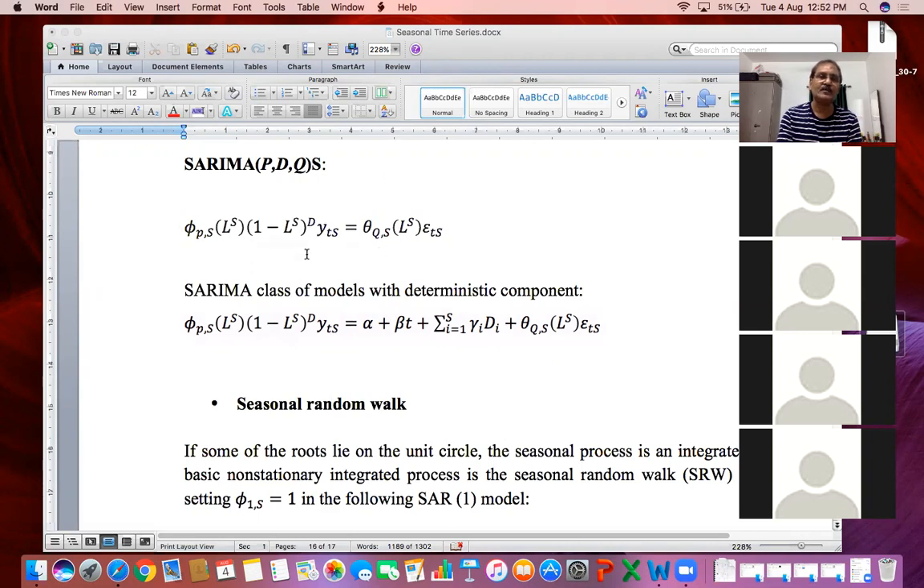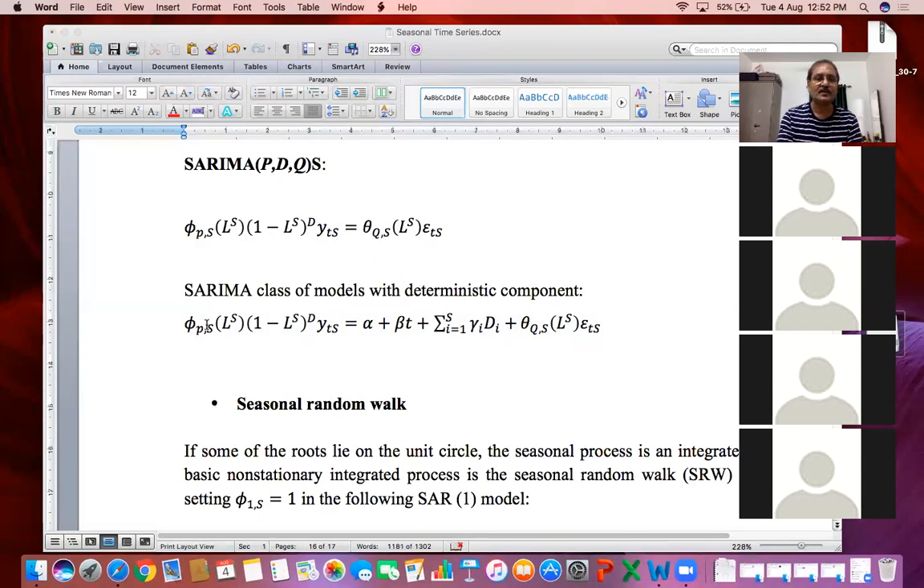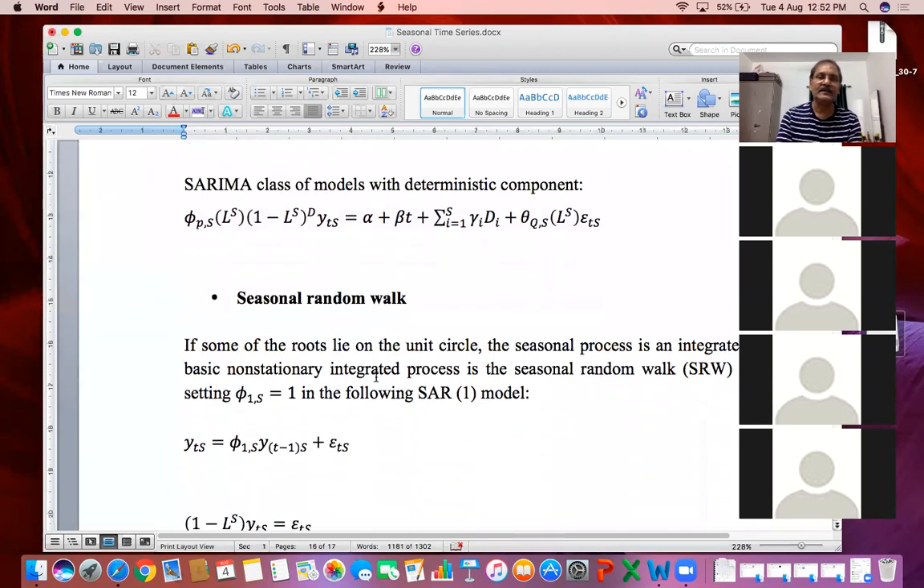You can write down these expressions in expanded form at home. So to save time, we do not expand this part. You can expand independently as you have expanded the expression earlier by considering the non-seasonal component as well. Okay. Now then move into the random walk case.